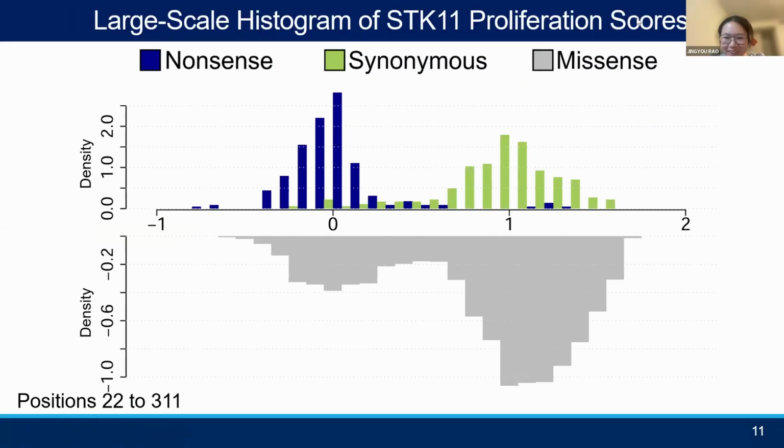Okay, great. We have a technical question from Mariano. How did you introduce the library into the HeLa cells? Did you use lentiviral transduction or a landing pad system?